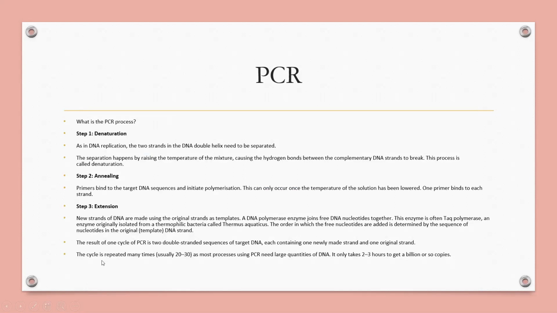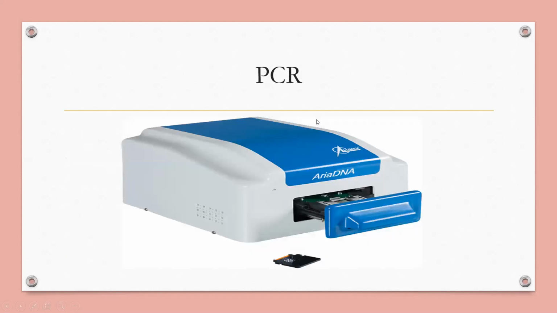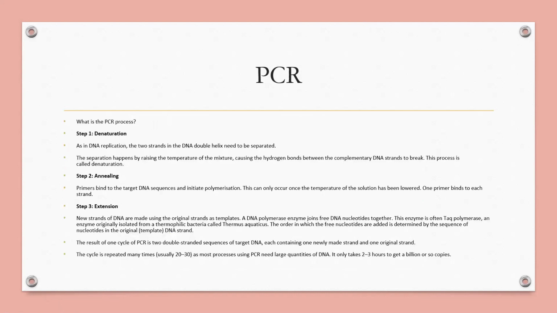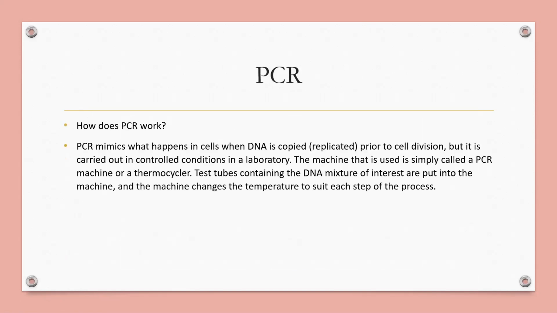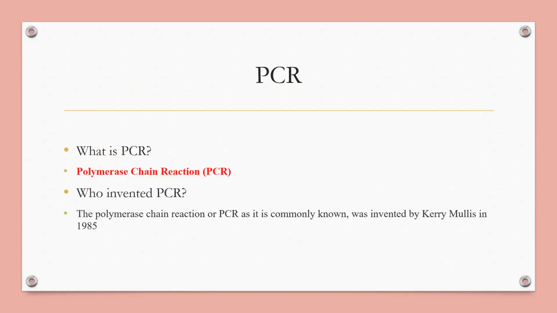Do you understand? The cycle is repeated many times, usually 20 to 30, as most processes using PCR need large quantities of DNA. It only takes 2 to 3 hours to get a billion or many copies. Do you understand? It is a very simple technique, PCR. Don't get confused.